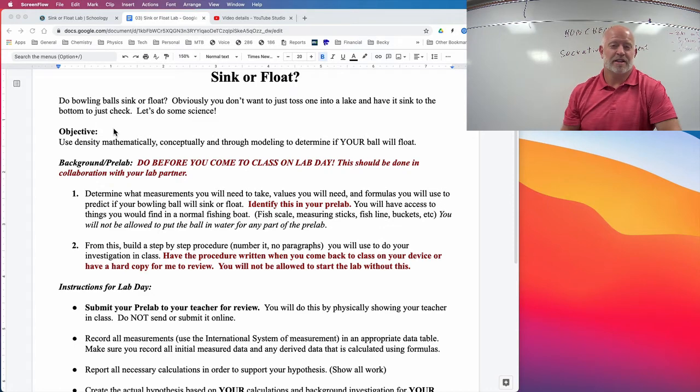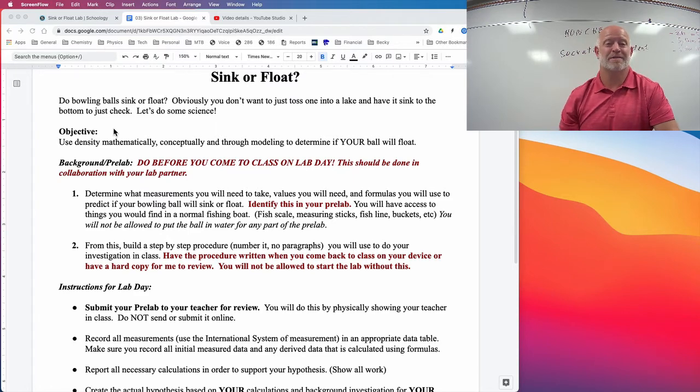So the idea is, do bowling balls sink or do they float? Okay, so I'm sure in your head right now you're like, oh, they do this. Maybe you have some background with it. Maybe you have some knowledge on bowling balls. Who knows? But the idea of do they sink or float may be kind of foreign to you. It's like, I've never really figured that out before. So that's what our lab is going to do today.